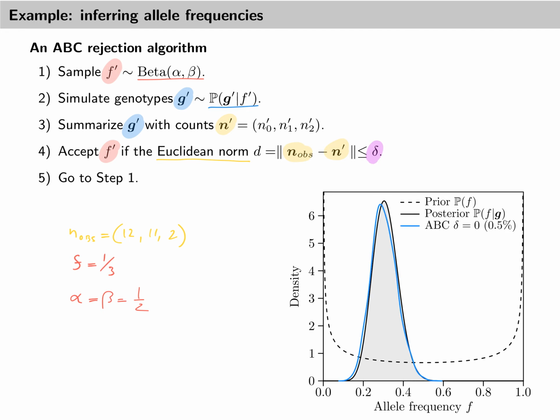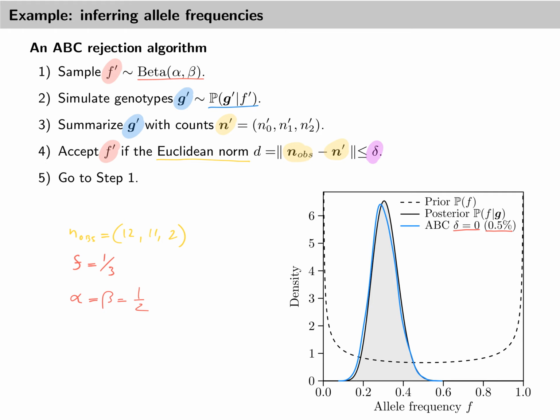Let us first run the ABC algorithm while setting delta equals 0. That is, we are only accepting exact matches between the simulated and the observed summary statistics vector. In this case, the acceptance rate was only 0.5%. That is, 99.5% of all simulations conducted resulted in a summary statistics vector different from that observed and were rejected. Shown here as a blue line is the posterior distribution obtained from the first 5,000 samples of this algorithm. As you can see, this ABC posterior is actually an excellent approximation of the true posterior distribution.